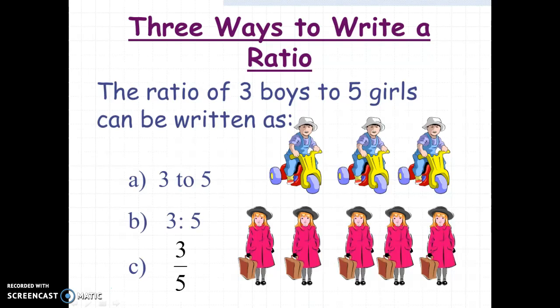So, if we look at the ratios, there are 3 ways to write them. If we look at 3 boys and 5 girls, we can write 3 to 5, or we can write 3 colon 5. The 2 dots is called a colon. But the most common way we're going to see them and use ratios is when they look like a fraction, 3 over 5. For the most part, they can be used almost exactly like fractions.